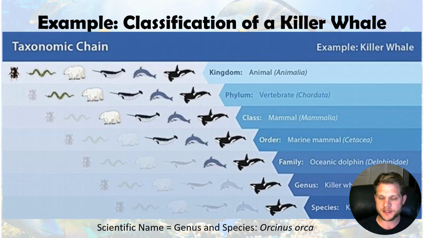It includes dolphins, it includes blue whales, it includes belugas, and so Delphinidae is what this family is. And then the genus goes into killer whale. That's the Orcinus genus, and this is the Orcinus orca, the killer whale.